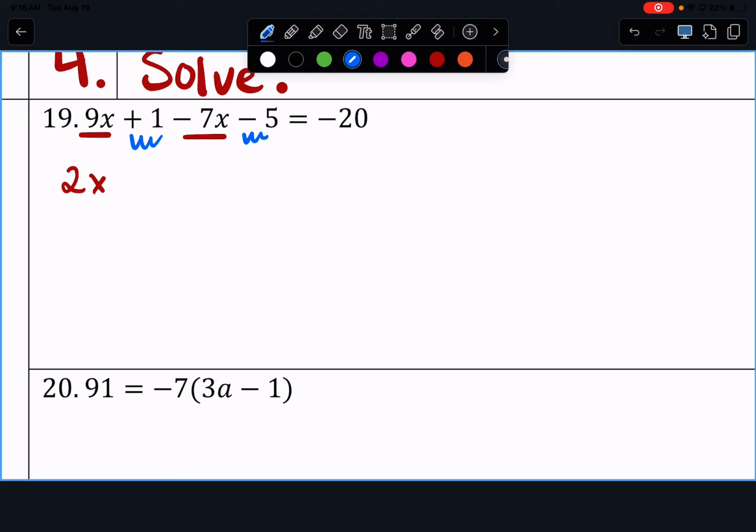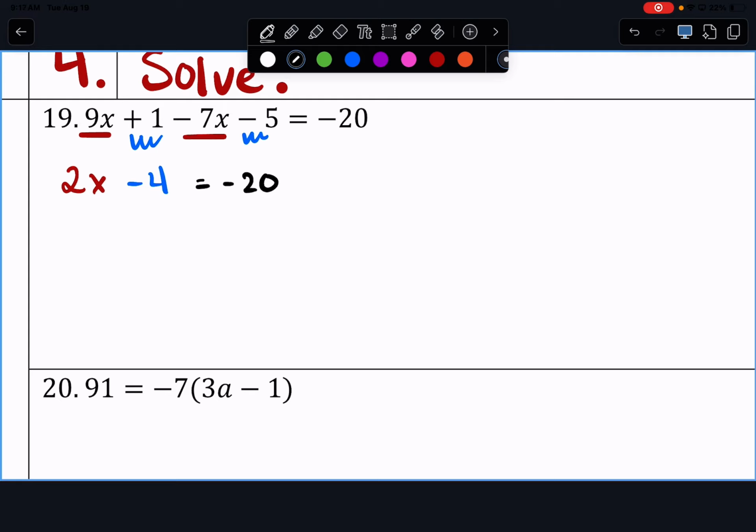Why don't I include negative 20 in that? Because it's on the other side of the equal sign, so I can't do anything with it yet. So we're going to just do 1 and negative 5, which gives us negative 4, and it's all going to equal negative 20. Now, from here, I make sure my variables are all on one side.